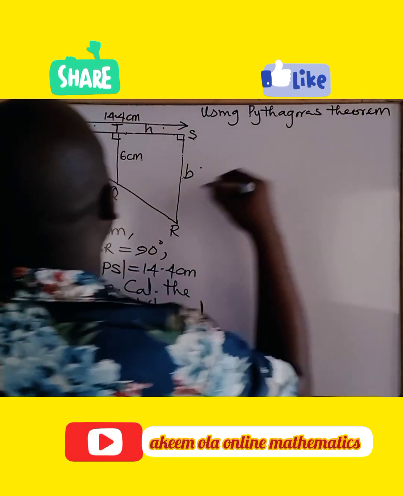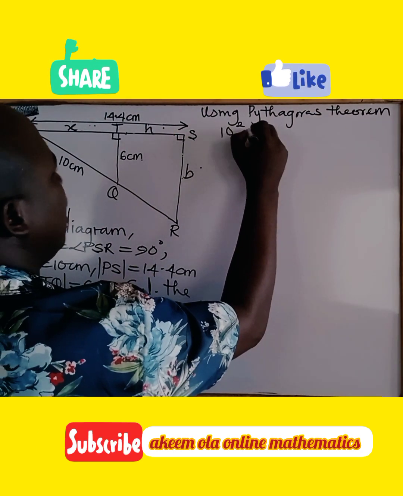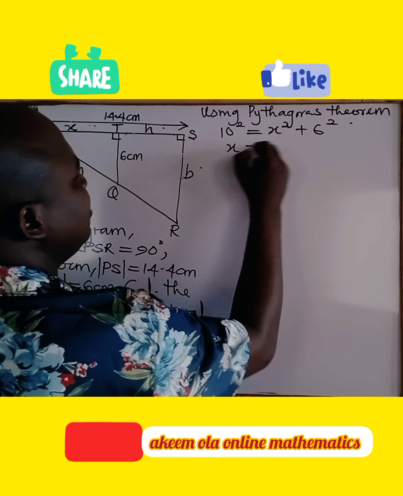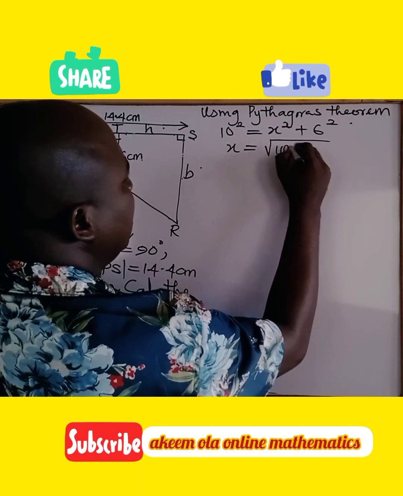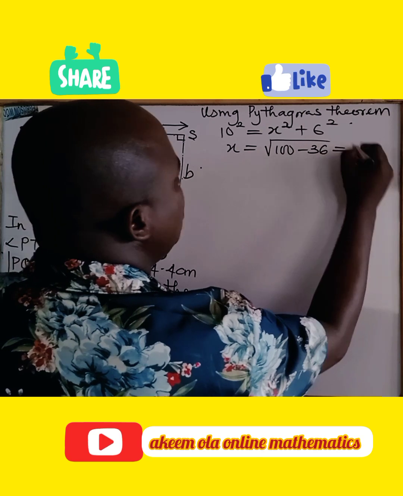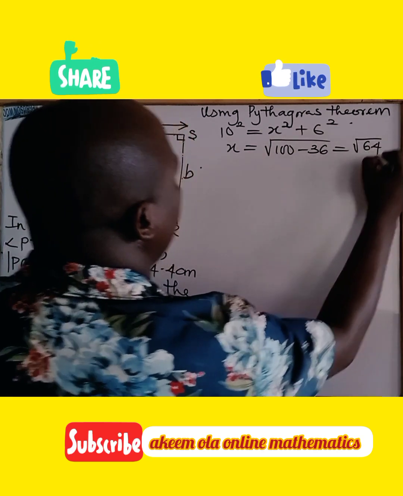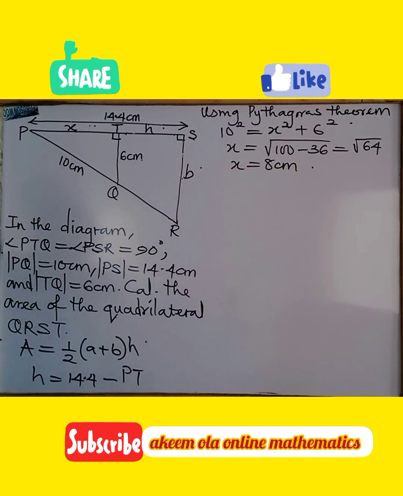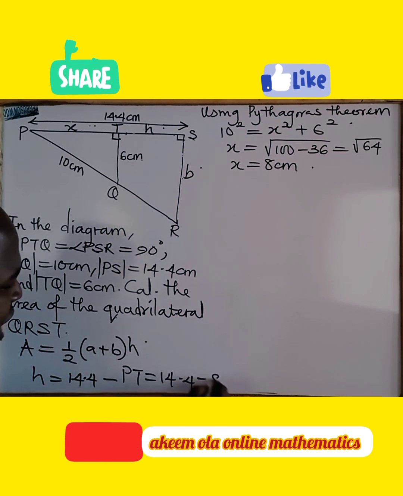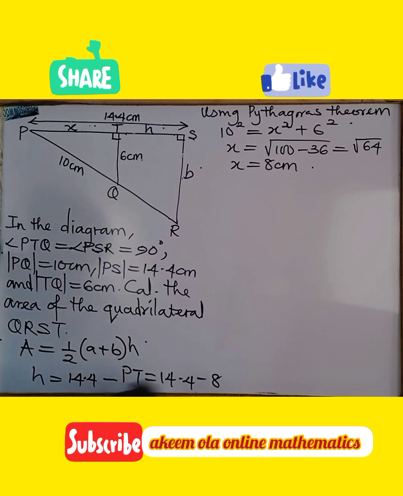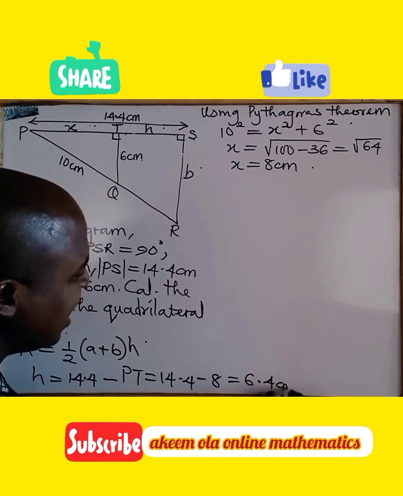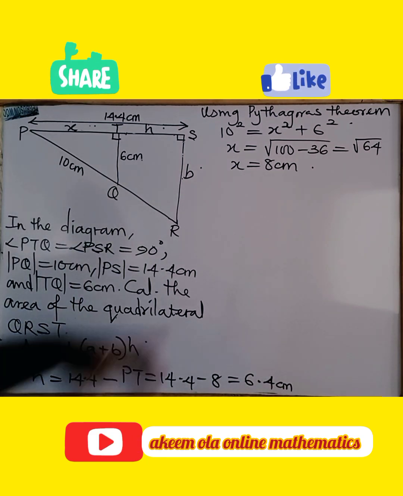If I use Pythagoras theorem, I'm going to have 10 squared equal to x squared plus 6 squared. That means my x will be the square root of 100 minus 36, which is equal to the square root of 64. So my x will be 8 centimeters. I've gotten that, so I can equally get my h. My h will be 14.4 minus 8. If I subtract that, I will have 6.4. That is the value of my h.